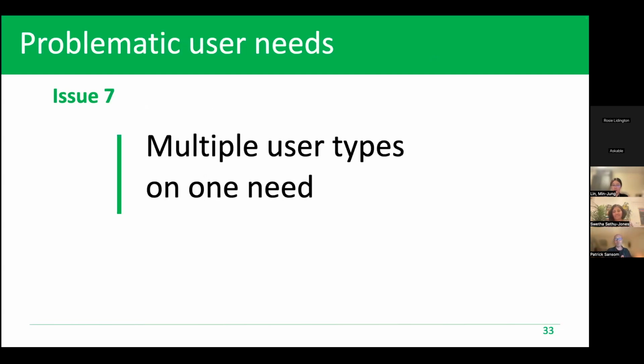Multiple user types on one need. This you do see quite often as well, and it may not be a problem. However, having multiple user types mentioned on a set of needs can indicate an issue with how you segmented your user base. If all or most user types have the same need, then has the audience been meaningfully segmented?